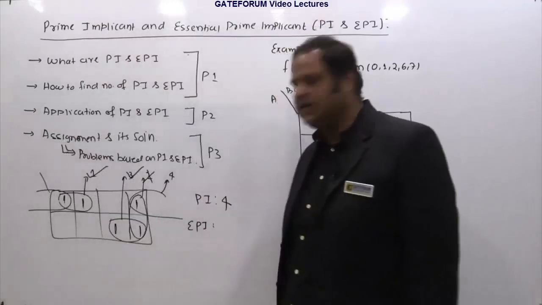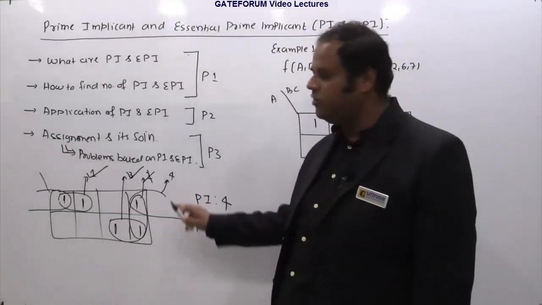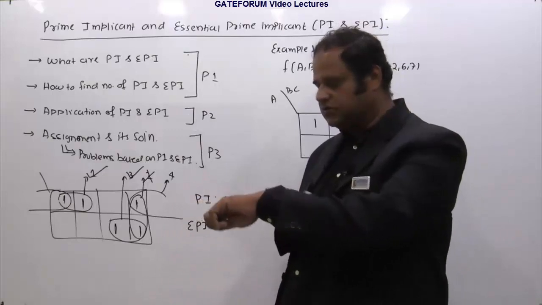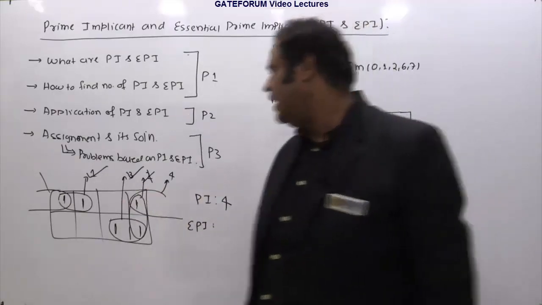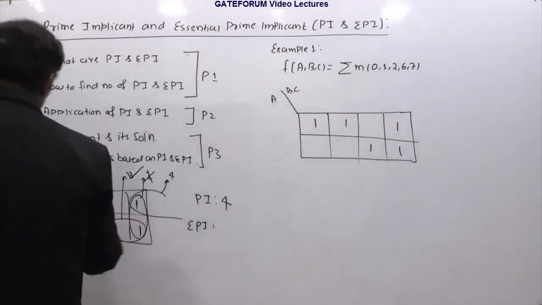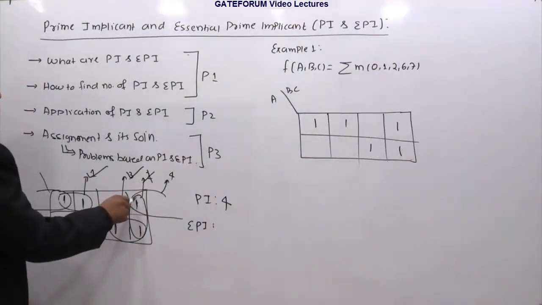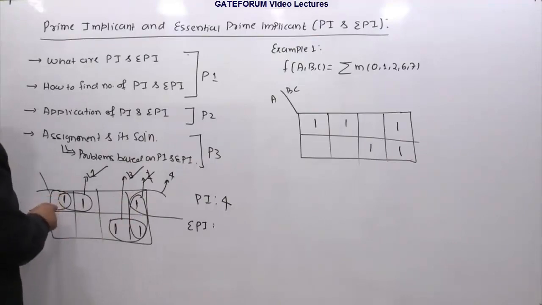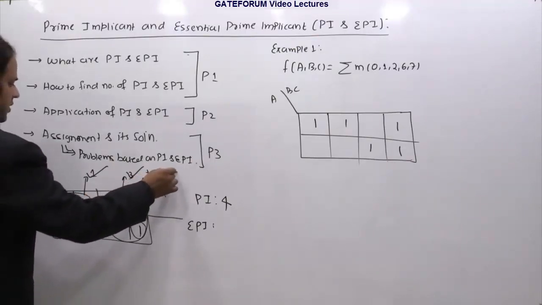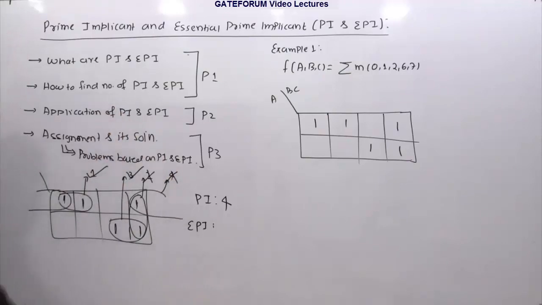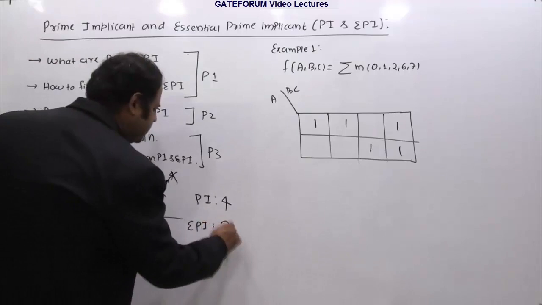So group 4, if you see it here, how many mean terms does this group 4 have? Two mean terms, and both of the mean terms are covered by multiple groups. This mean term is covered by two groups, and this mean term is also covered by two groups. So this group 4 is also not an EPI. So only group 1 and group 3 are EPI. So the number of EPI in this case is 2.